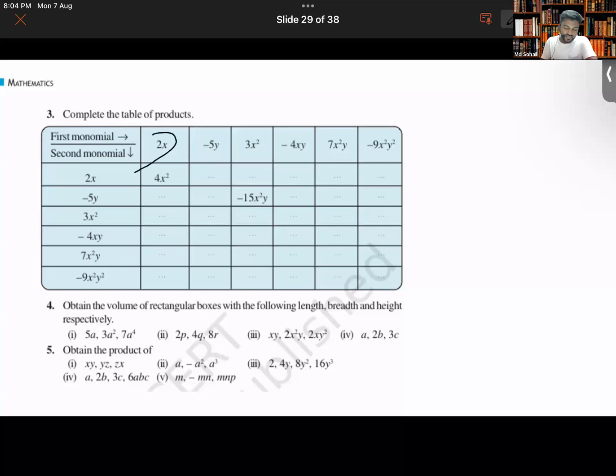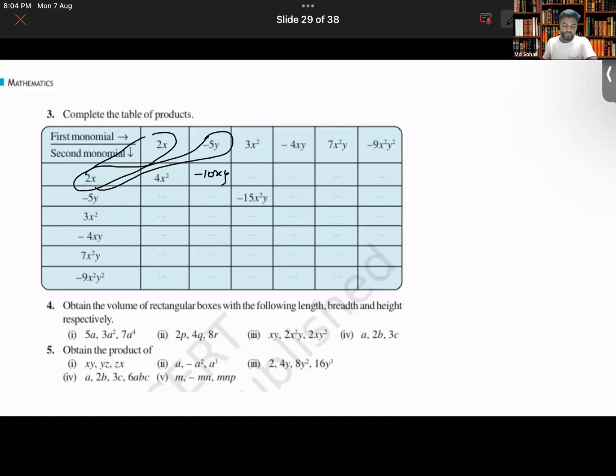So 2x multiplied by 2x, that is 4x square. In the same manner, minus 5y multiplied by 2x will give you how much? Minus 10xy, right? So it is pretty simple. You guys have to solve it as homework.